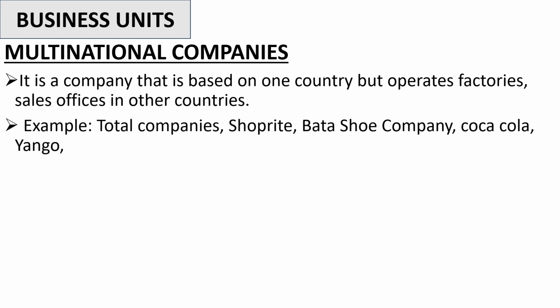Examples include Total Energy and Shoprite. Shoprite is a South African company, but they are in Zambia, I think even Congo DRC. Also Bata Shoe Company, Coca-Cola, and Yango. I've heard that it's a Russian company, but it's in Zambia. So these are examples of multinational companies.